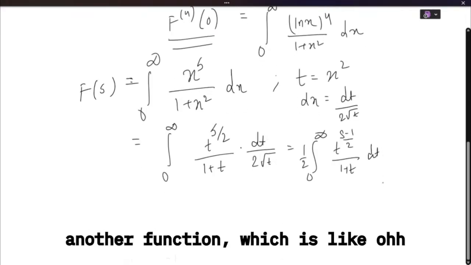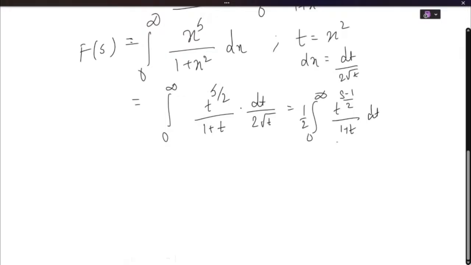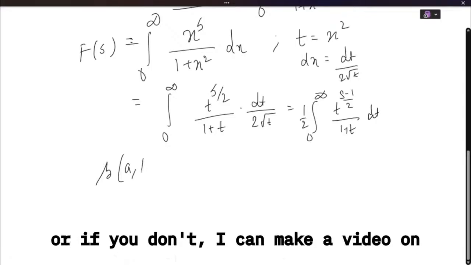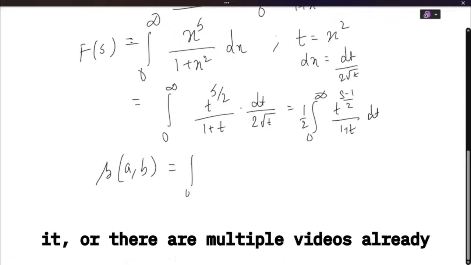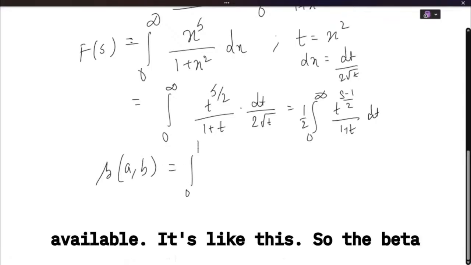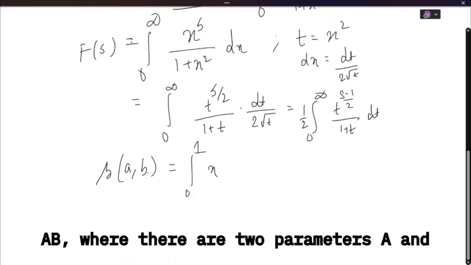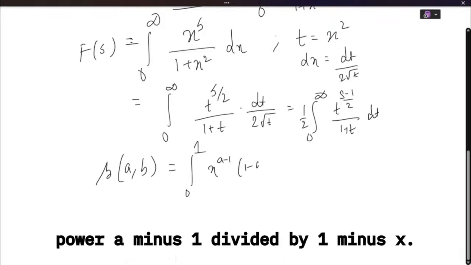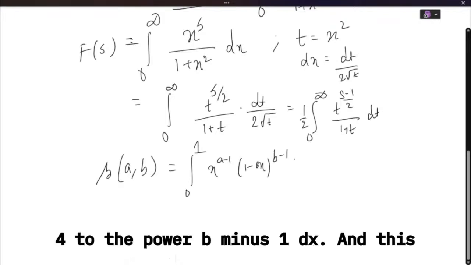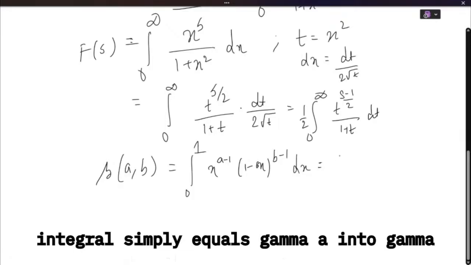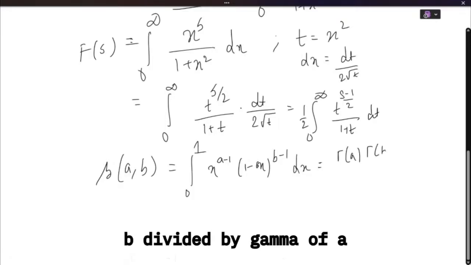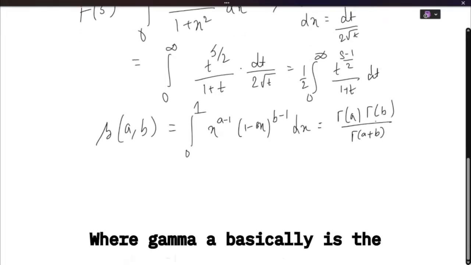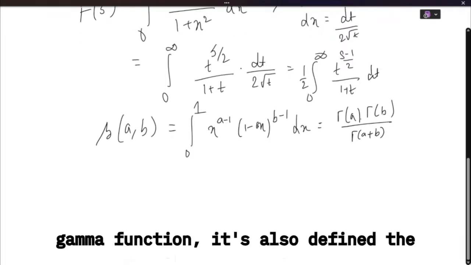And now I'm going to introduce another function, which is a variant of the beta function. In general, if you know the beta function, or if you don't, I can make a video on it, or there are multiple videos already available. The beta function is defined as beta of a, b, where there are two parameters a and b, and the integral is 0 to 1 of x to the power a minus 1 times (1 minus x) to the power b minus 1 dx. And this integral simply equals gamma a into gamma b divided by gamma of a plus b, where gamma is the gamma function.